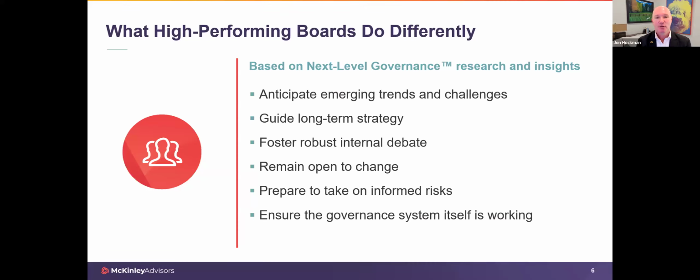Prepare to take on informed risks. Key there, both informed and risks. Yes, risk is an appropriate thing for boards, and gauging risk appetite, understanding the real depth of what's a risk is the informed part. And so that's got to be a key part of what boards are doing today.